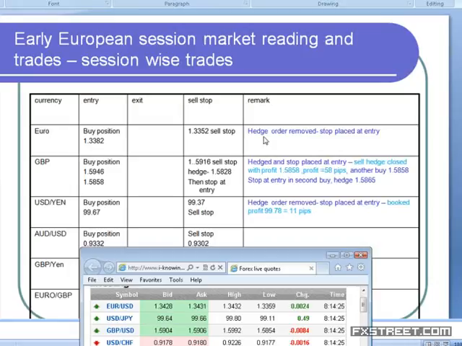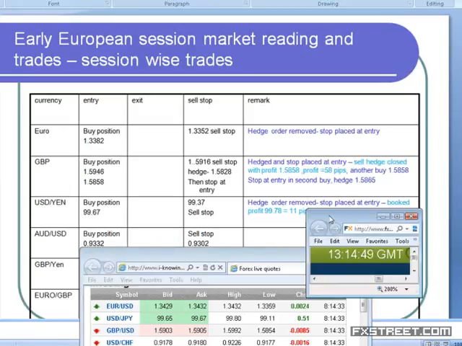So you are able to understand that afterwards they will not hit my stop. And towards close of the session, I'll be able to book profit. So currently the high is 1.333432 and the time is 13:14 GMT.